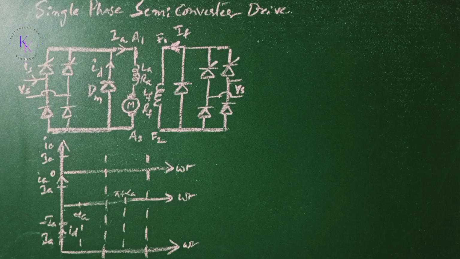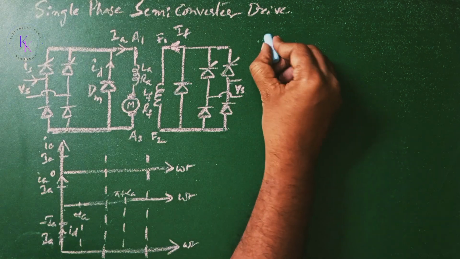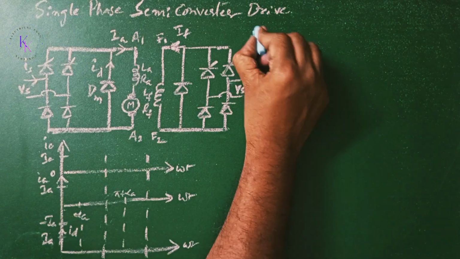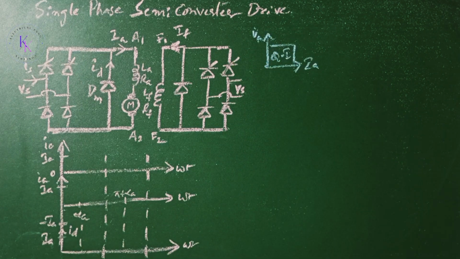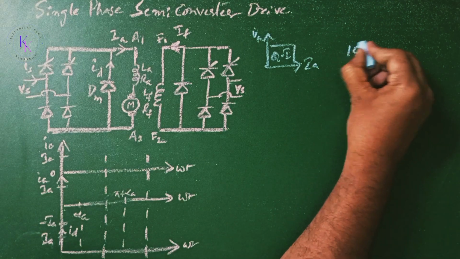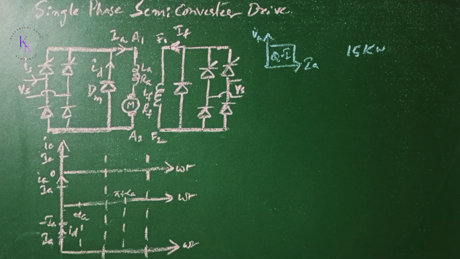Single phase semiconverter drives. A single phase semiconverter feeds the armature circuit as shown here. It is again a one quadrant drive and is limited to applications up to 15 kilowatts. The converter in the field circuit can be a semiconverter.